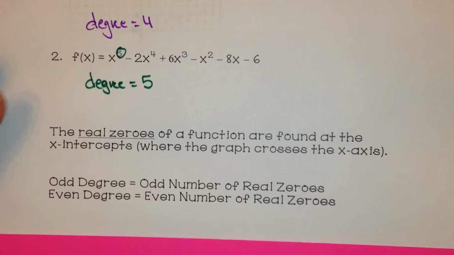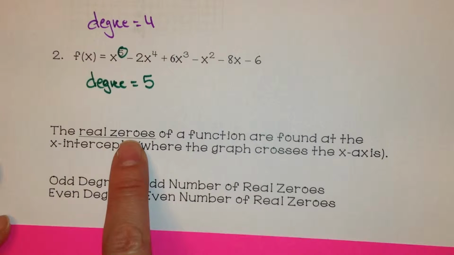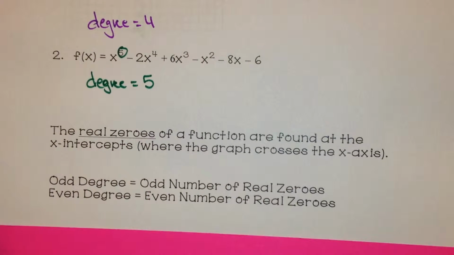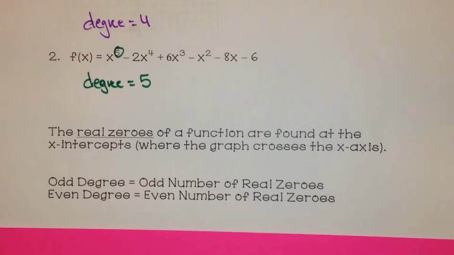All right, next idea having to do with polynomial functions. The real zeros of a function are found at the x-intercept. So this is the point where your graph crosses through the x-axis. Because polynomials have different degrees, we can determine approximately the number of times that the graph will go through the x-intercept or the x-axis.